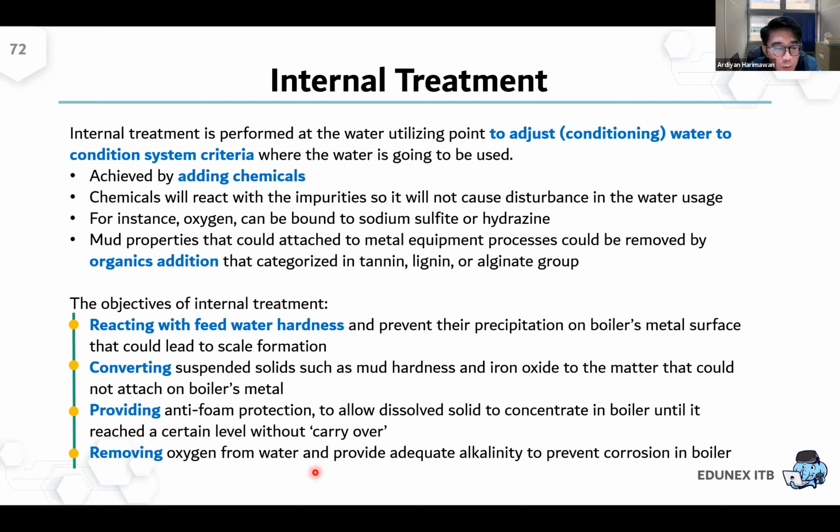The last one, I think I have explained to you. We might want to remove the oxygen from the water in order to prevent corrosion. This is the basic process of water conditioning, or the internal treatment.